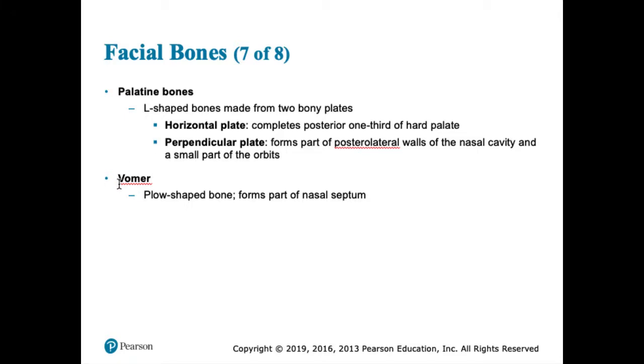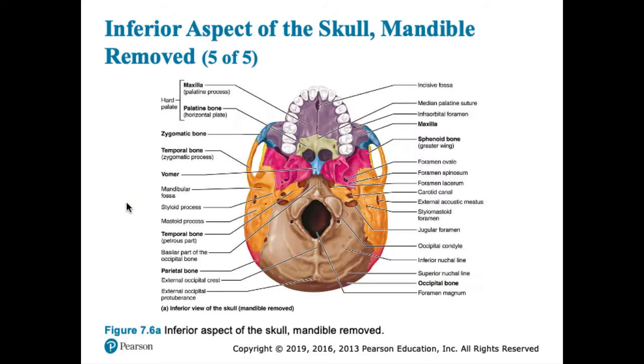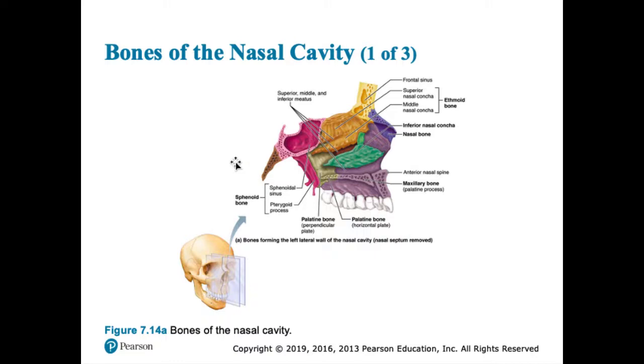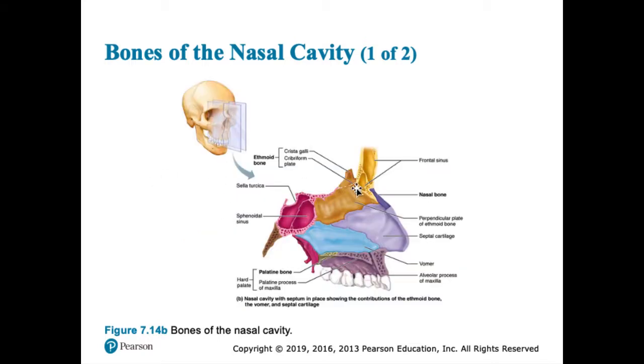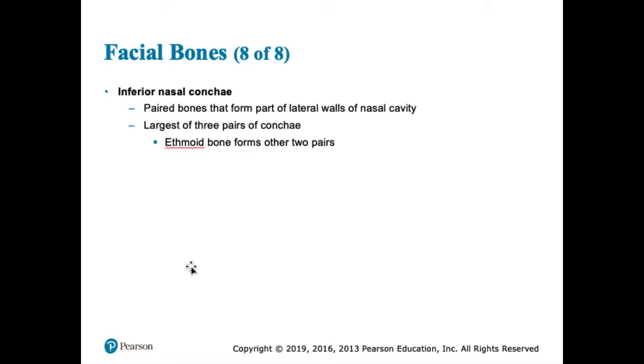And then I mentioned the vomer before. This is the plow-shaped bone that forms the nasal septum. So you can see here all those bones we just mentioned in those slides with words, seen together with the nasal cavity here. So make sure that you understand each one of these processes and markings within that nasal cavity.